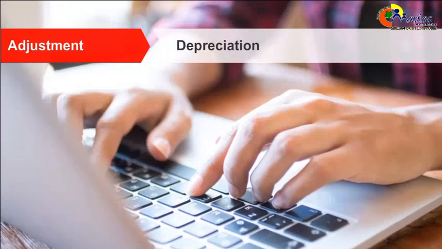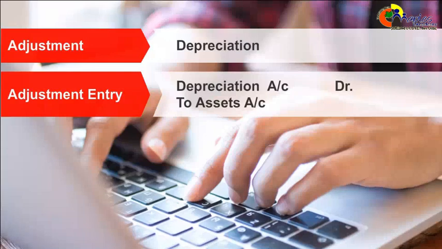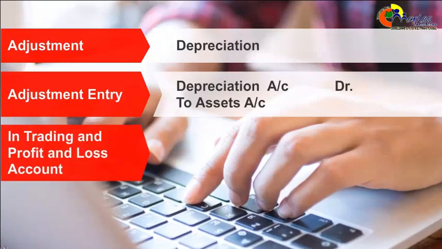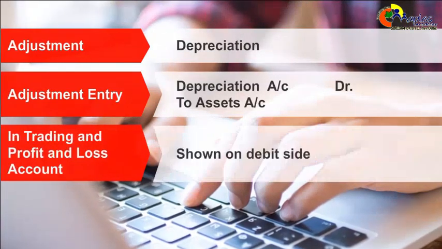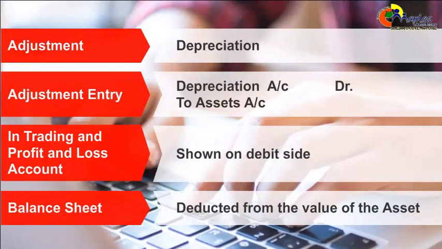Adjustment: depreciation. Adjustment entry: depreciation account debited to assets account. In trading and profit and loss account, shown on the debit side. In the balance sheet, deducted from the value of the asset.